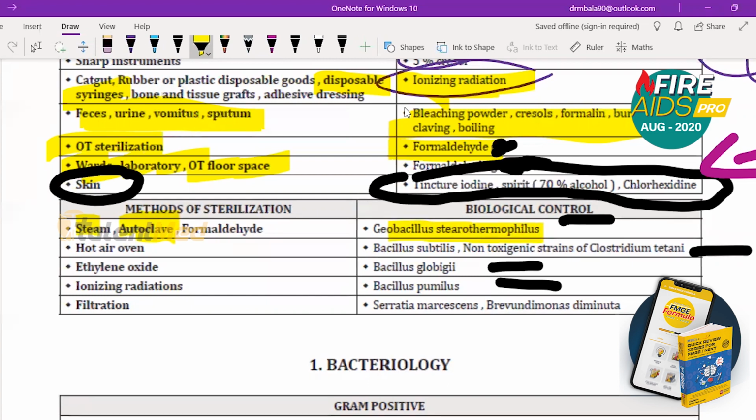The second most common point that I would like to mention, a PG question once appeared: hot air oven, Bacillus subtilis. Hot air oven, Bacillus subtilis. If you know these two points at least, that is fine.